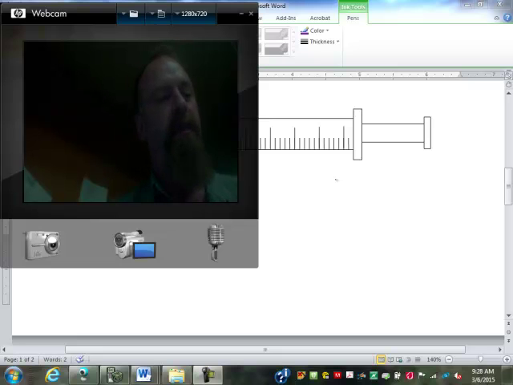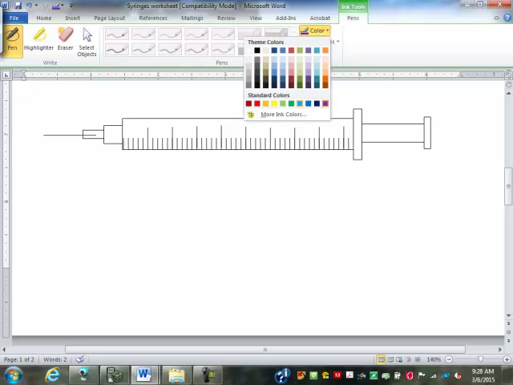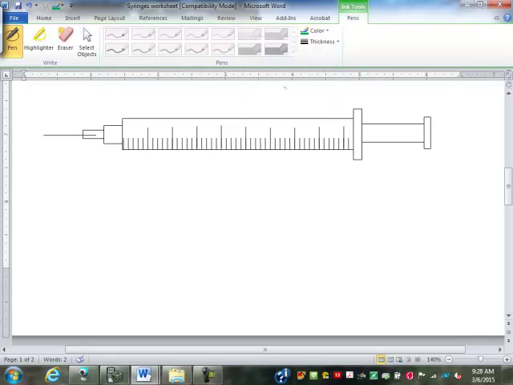Okay, so we were talking about syringes and stuff like that. Let's talk a little bit more. Let's do some more examples of scales on our syringes. So I'm going to label this one here.